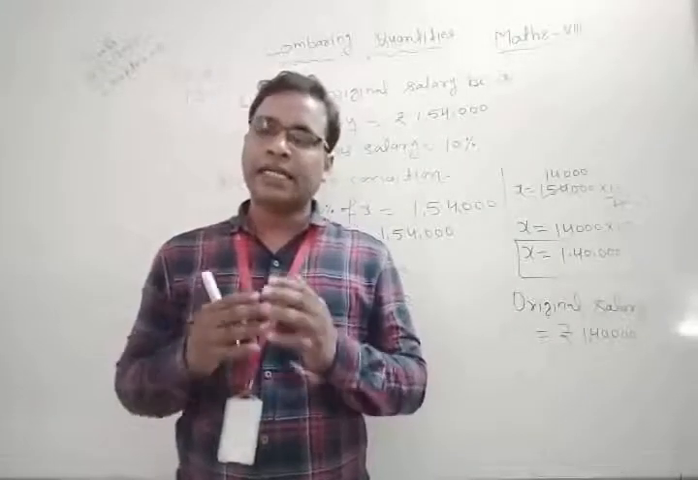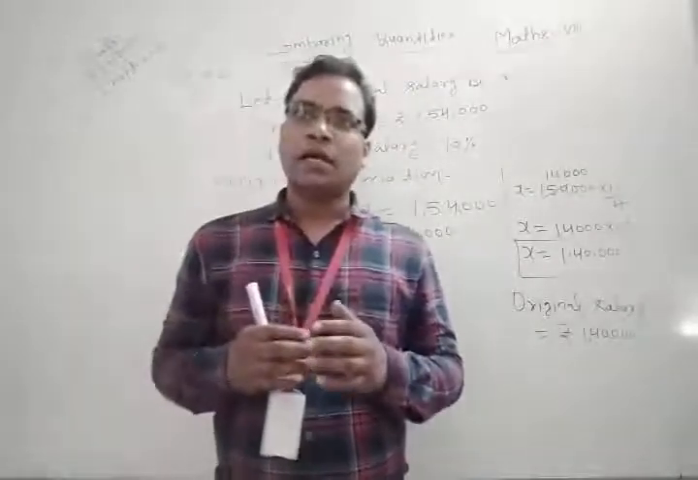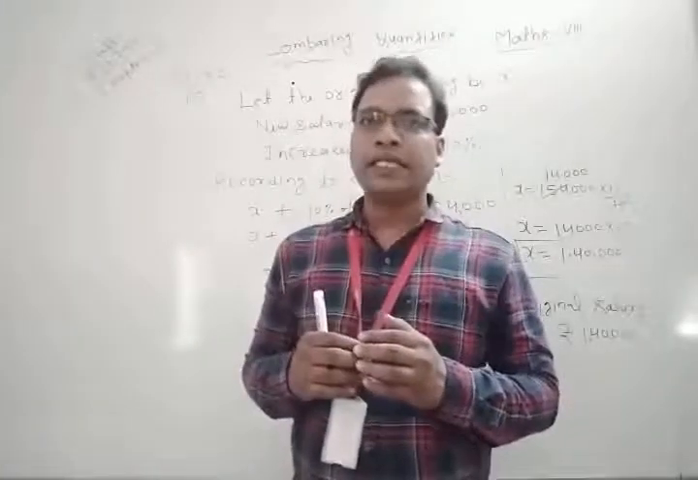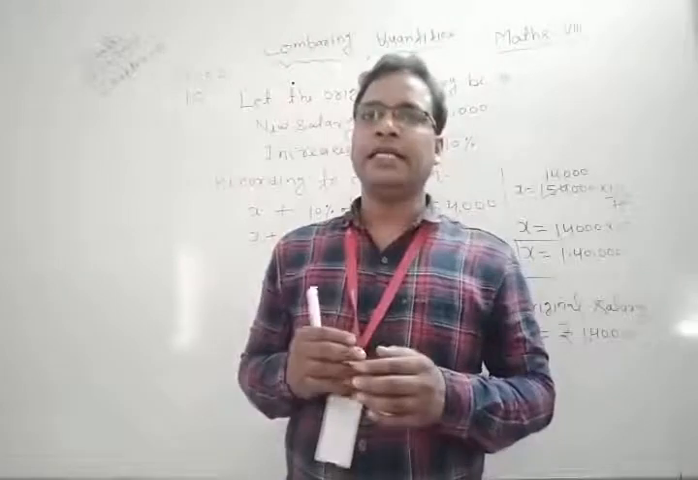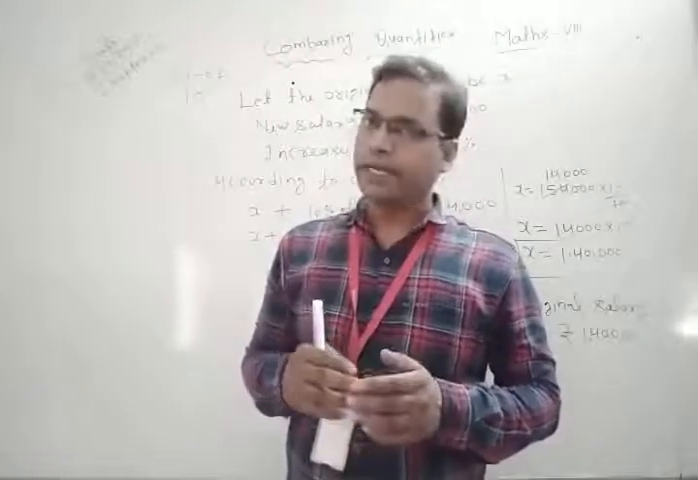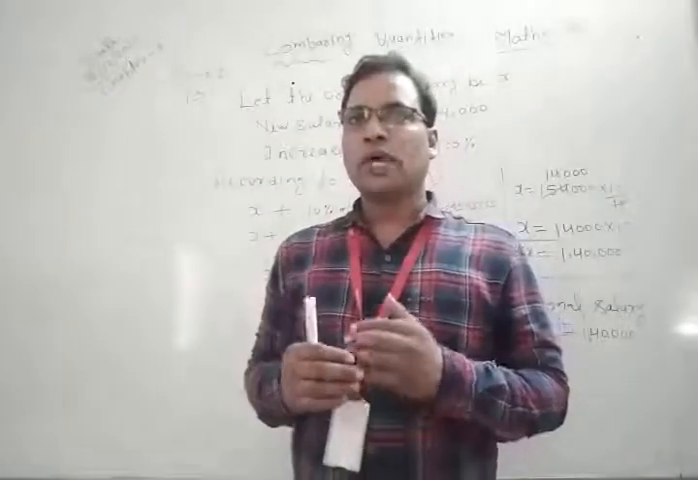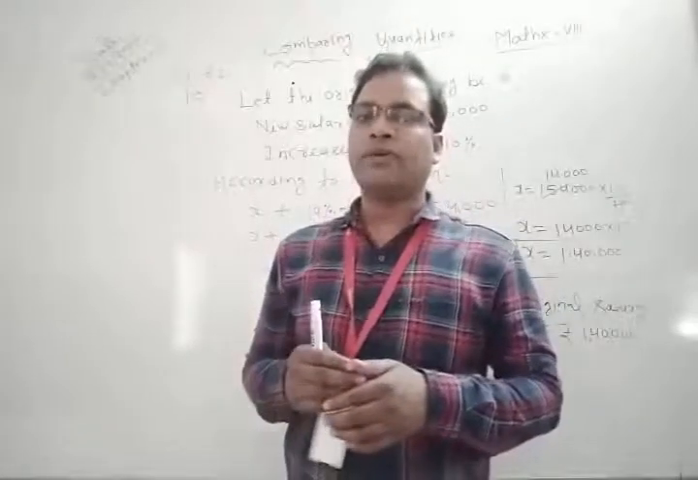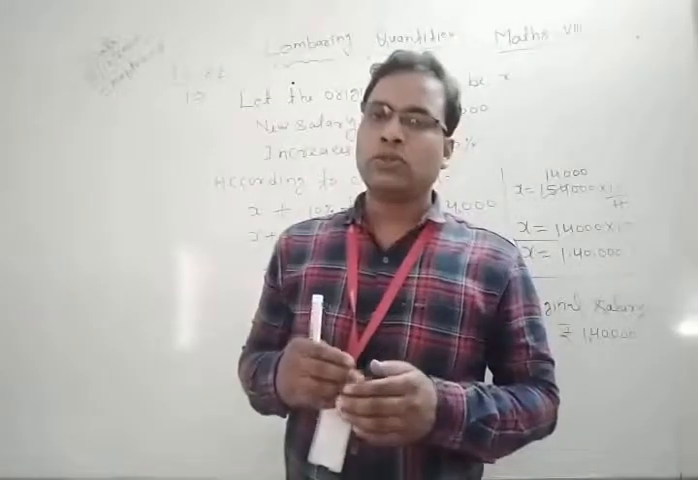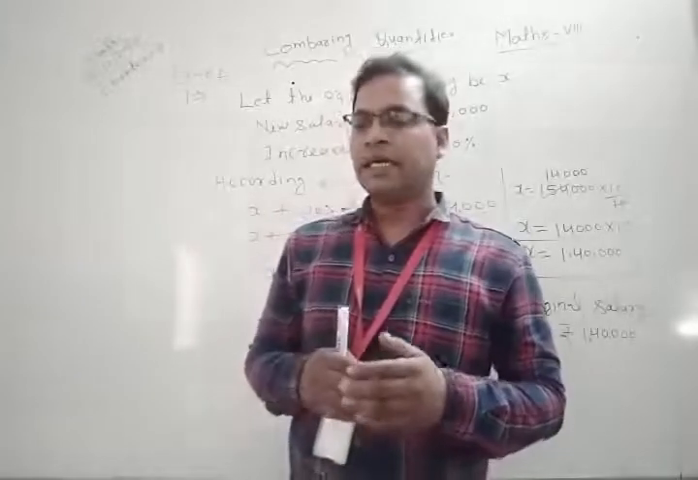On Sunday 845 people went to the zoo, and on Monday only 169 people went. What is the percentage decrease in the people visiting the zoo on Monday? Okay, so the number of people who went to the zoo on Sunday is given as 845, and the number of people who went to the zoo on Monday is 169. This is given.